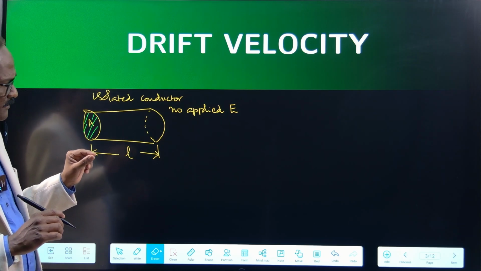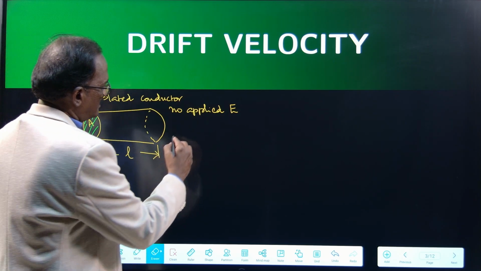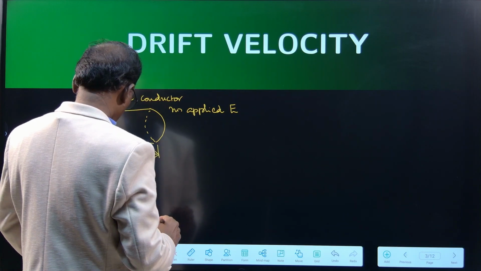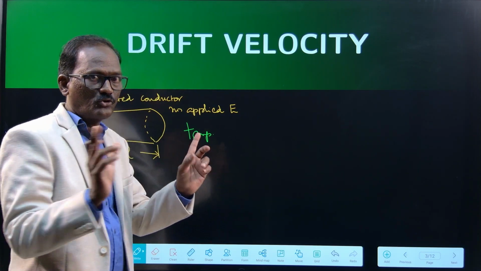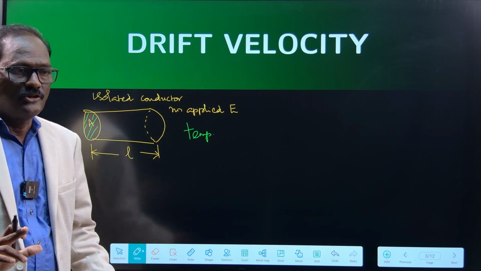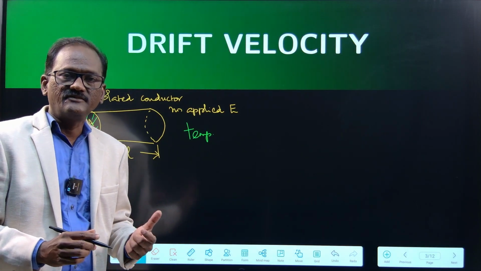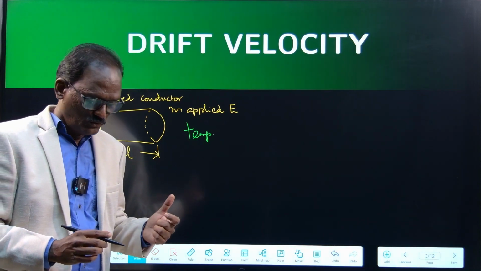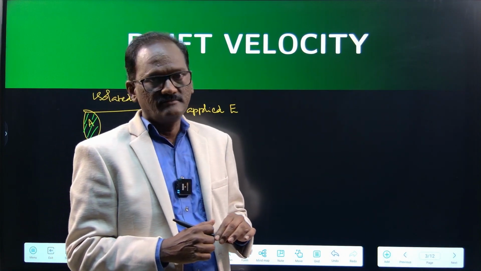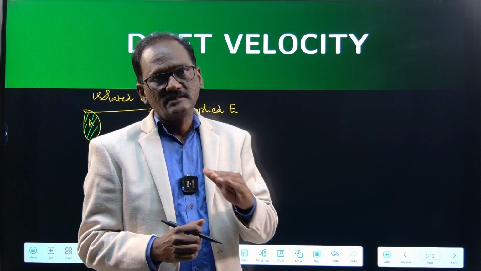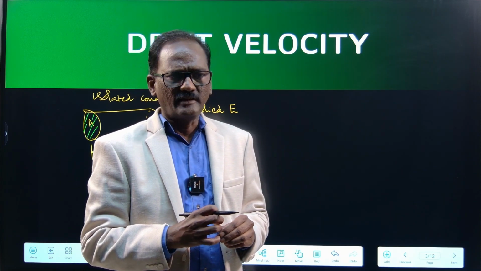But around the conductor, temperature is available, because of the room temperature. At room temperature, the electrons will get kinetic energy from the thermal energy. We know the thermal energy is easily converted into kinetic energy. Thermal energy is easily converted into kinetic energy. Many examples we can quote, right?